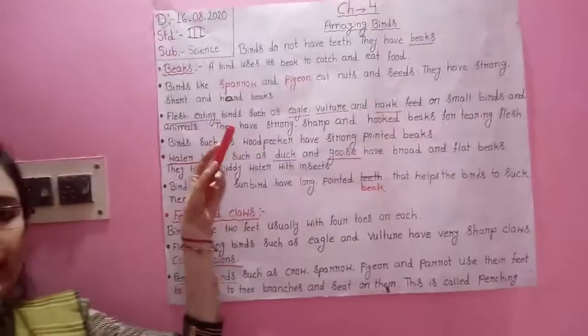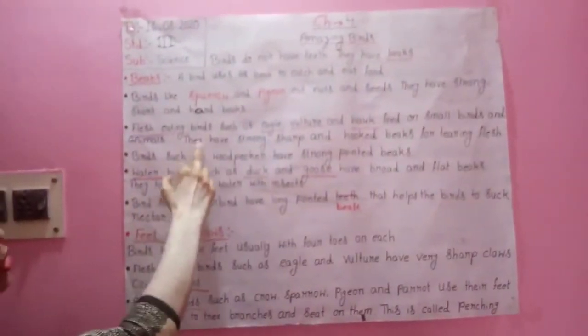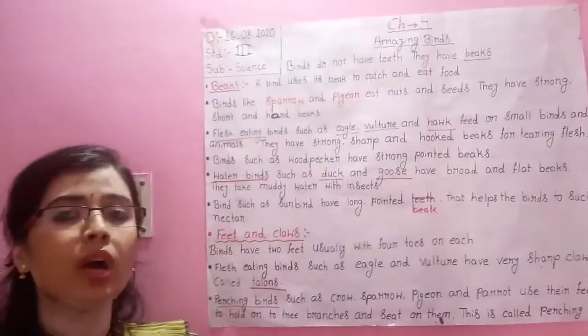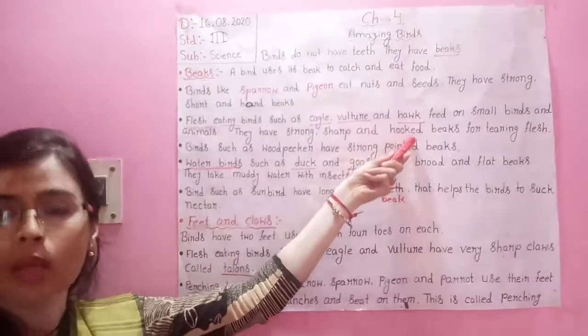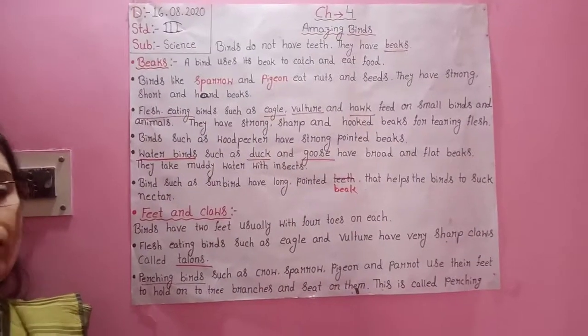Which are flesh eating birds? Examples of flesh eating birds are hawk, eagle and vulture. What type of beak do they have? They have strong, sharp and hooked beaks. Why do they have strong and hooked beaks? Because hooked beaks help to tear the flesh.